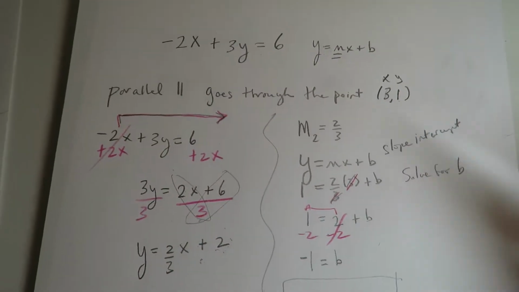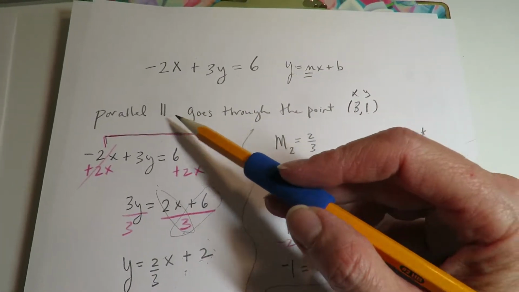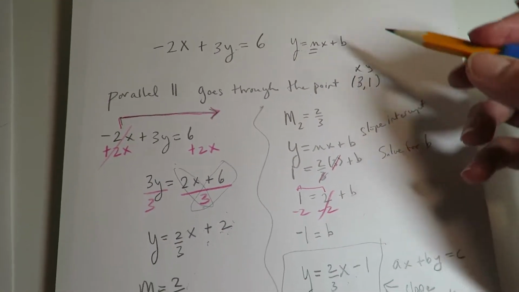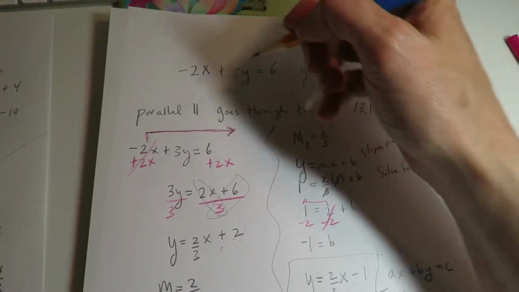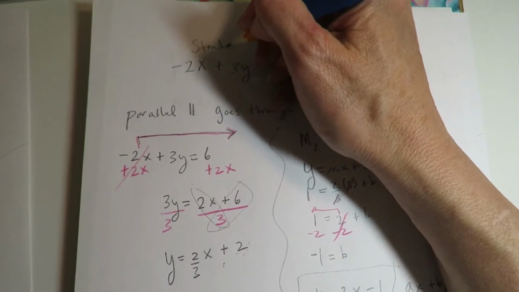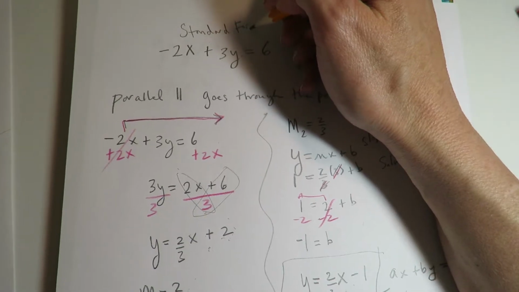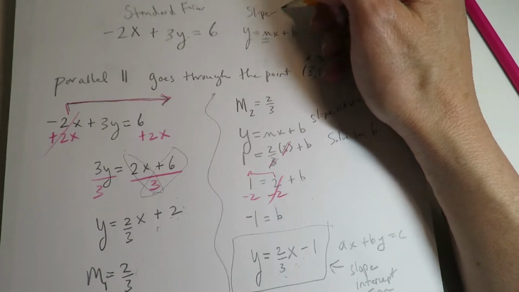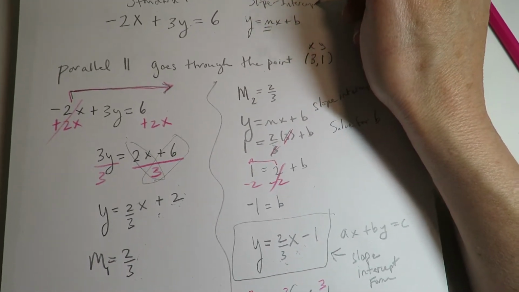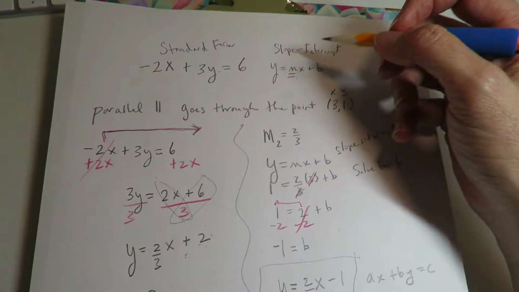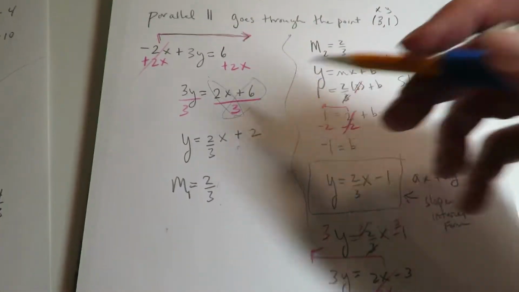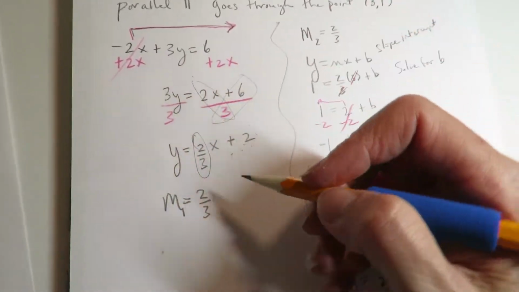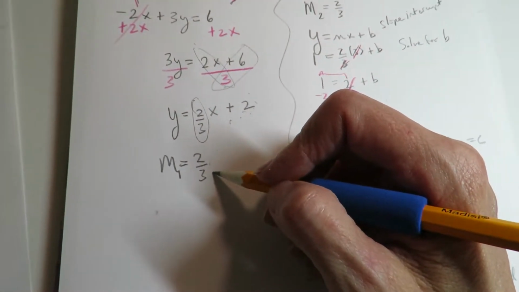Then I gave you a line and I said, let's find a line that's parallel to this one that goes through the point 3, 1. The thing is that this line that I gave you was in what we call standard form. So we have to convert it to slope-intercept so that we could see what the slope is. So we took that line that was in standard form and we put it into slope-intercept here. And then we read off of the line that the slope was 2/3.